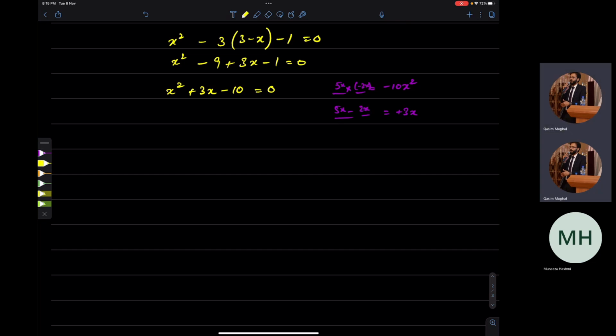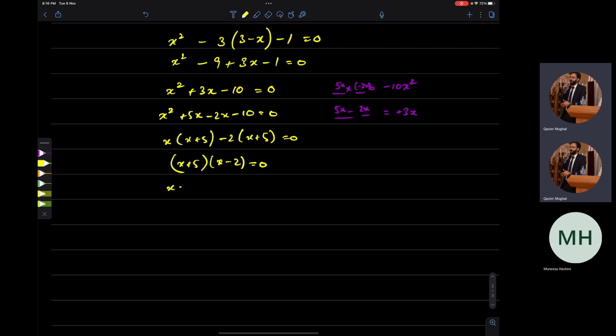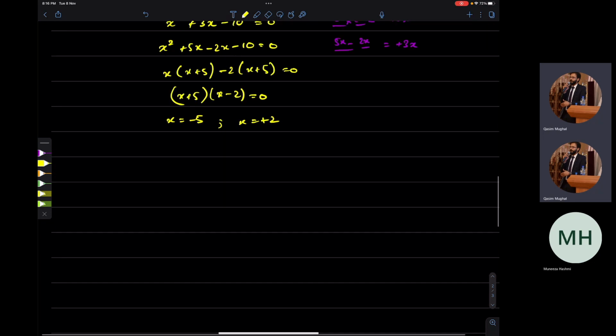So that's going to be x squared plus 5x minus 2x minus 10 equals 0. x common आ गया, x plus 5 minus 2 common आ गया, x plus 5. x plus 5 into x minus 2 equals to 0. x equals negative 5 and then x equals positive 2. So these are the two values of x.